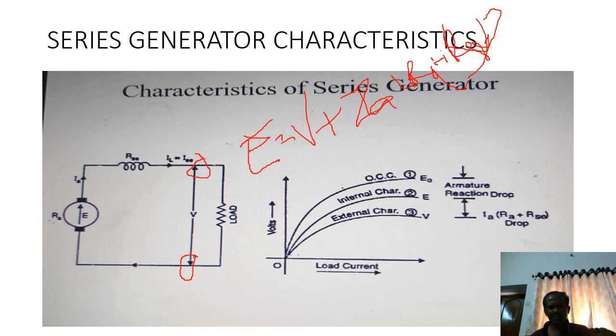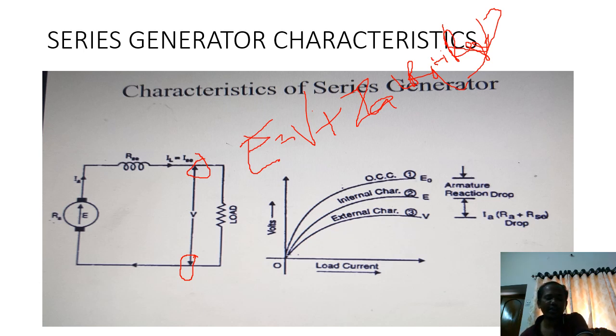Next, when armature current increases, a demagnetizing effect is produced. Due to that, the voltage generated in the armature is reduced by this drop. So this is called, between 1 and 2, under no load condition, and when load is applied, some drop happens. The drop is called the armature reaction drop. This characteristic is called the armature characteristic.